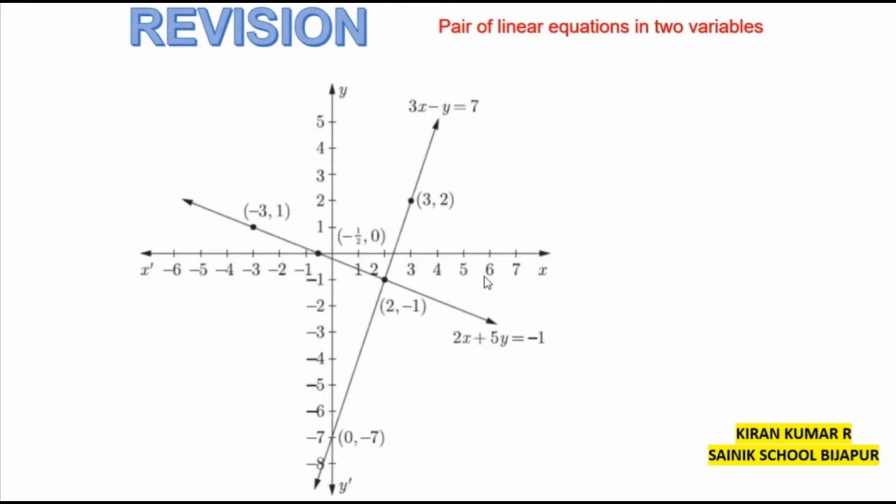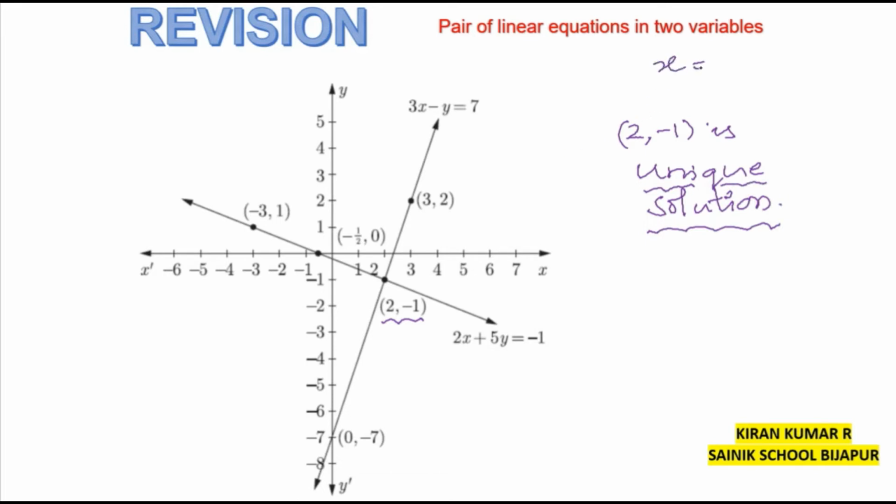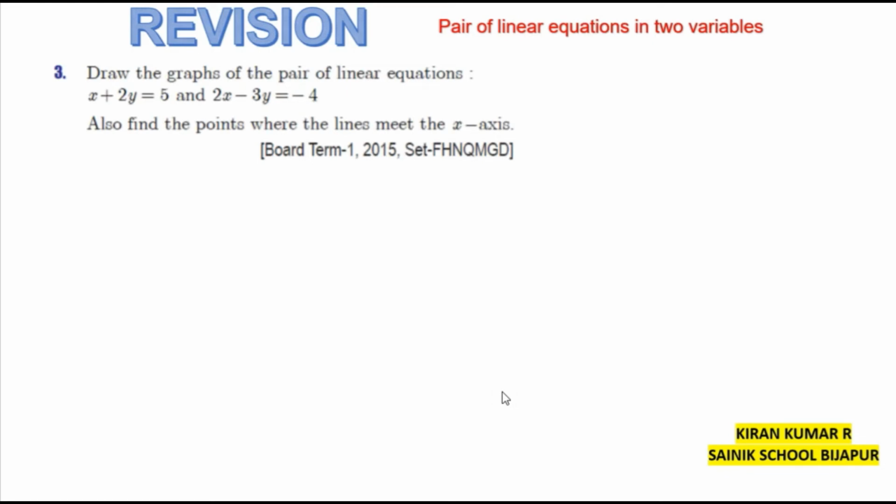The graph of those two equations, they meet each other at 2, minus 1. So 2, minus 1 is the unique solution. So only the first condition holds true. Here the value of x becomes 2 and the value of y becomes minus 1. Let me take up the next question.